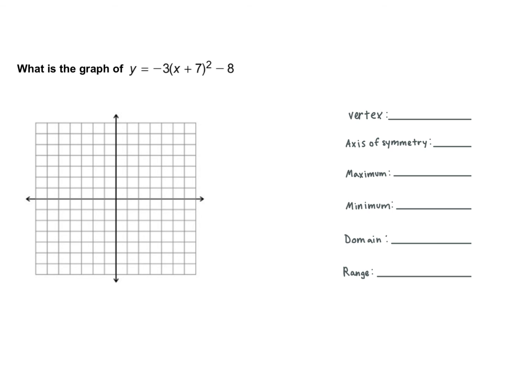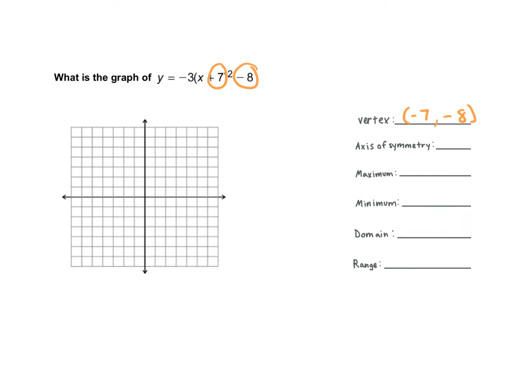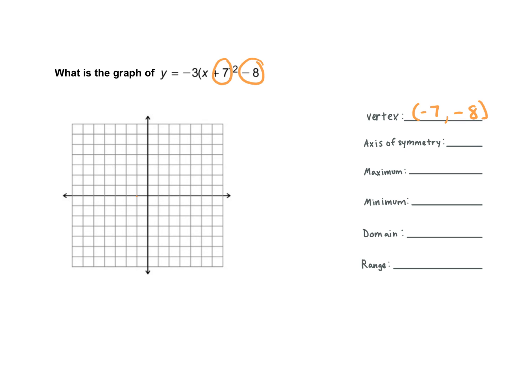All right, first thing we want to do is identify our vertex. Kayla, what's our vertex? Awesome. So you always change the sign of your h, so it would be -7, -8. So let's put that on our graph. We're going to go to the left 7 and down 8, which is kind of off our graph, but it's fine. Right there.